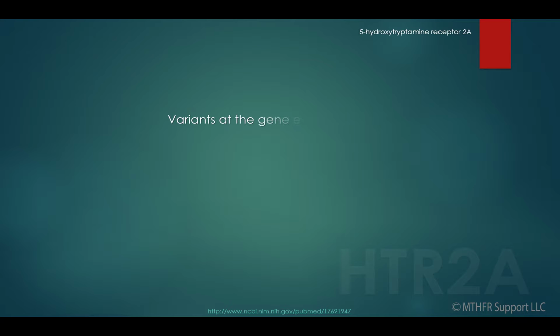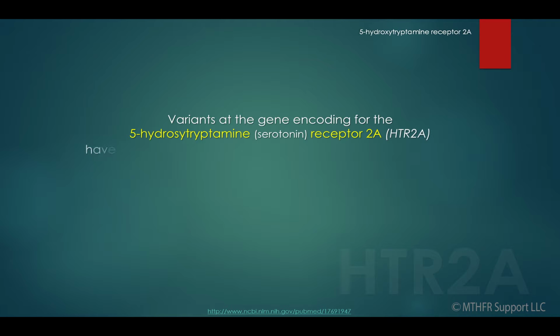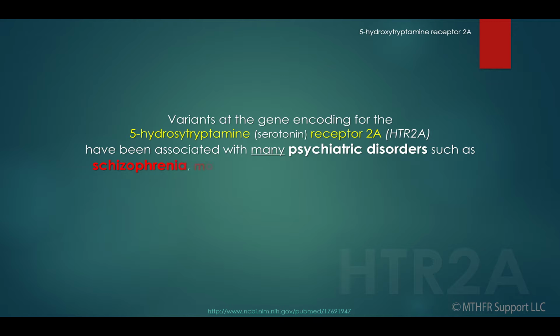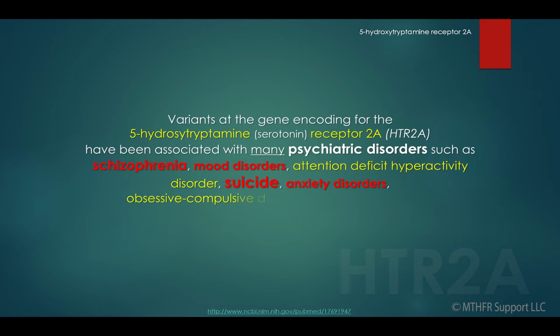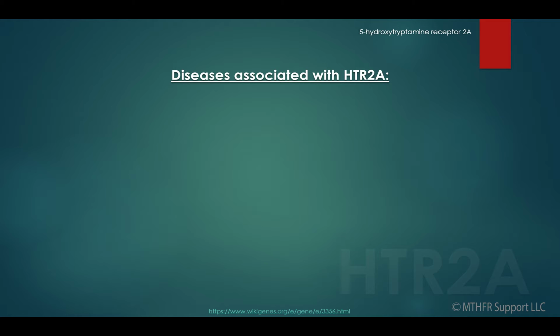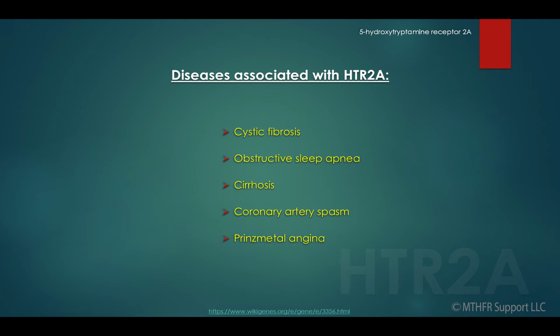Variants at the gene encoding for 5-hydroxytryptamine, also known as serotonin receptor 2A or HTR2A, have been associated with many psychiatric disorders, such as schizophrenia, mood disorders, attention deficit hyperactivity disorder, suicide, anxiety disorders, obsessive compulsive disorder, eating disorders, and Alzheimer's disease. Diseases associated with this gene are cystic fibrosis, obstructive sleep apnea, cirrhosis, coronary artery spasm, Prinzmetal angina.